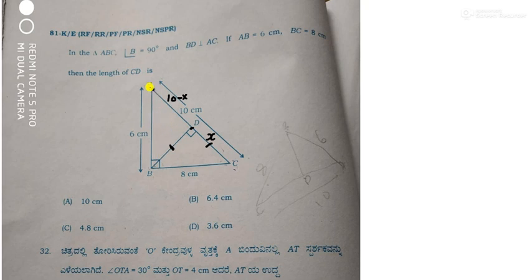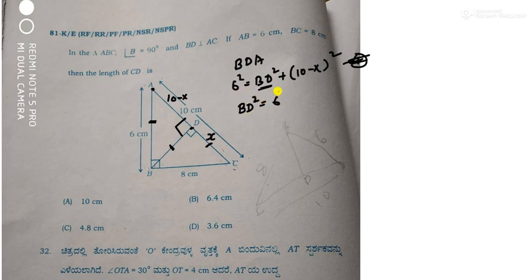Now we can take two right-angled triangles. First, BDA. Here, since this is 90, what will this become? This is the hypotenuse. So 6 square is equal to BD square plus (10 minus x) whole square, correct? This is the first equation. Now I will write this in the form of BD square. BD square will become 6 square plus (10 minus x) whole square.